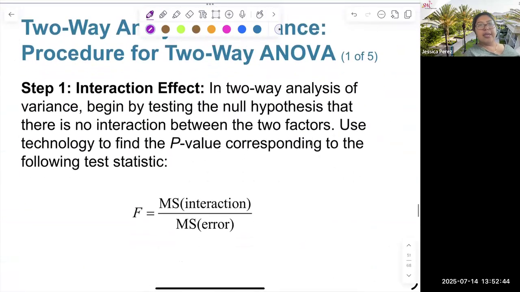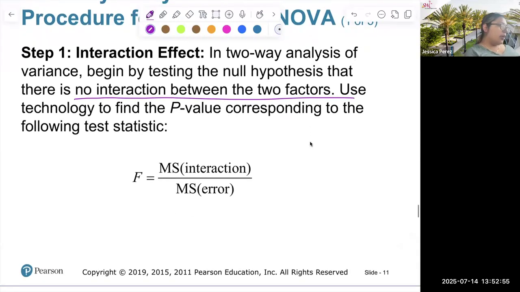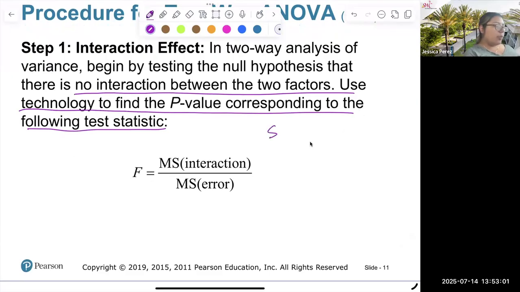So the first thing is we're going to look at the interaction effect. In the two-way analysis of variance, we begin by testing the null hypothesis that there's no interaction between the two factors. We are going to be using technology to find the p-value corresponding to this test statistic. So here we are going to start using StatDisk to find the F test statistic and the p-value. So let's go ahead and do that now.